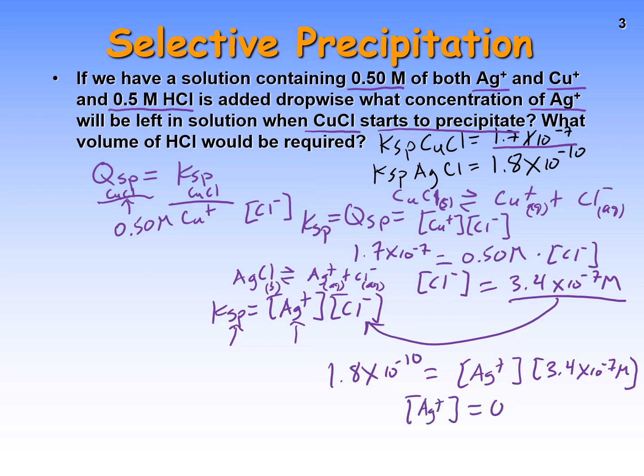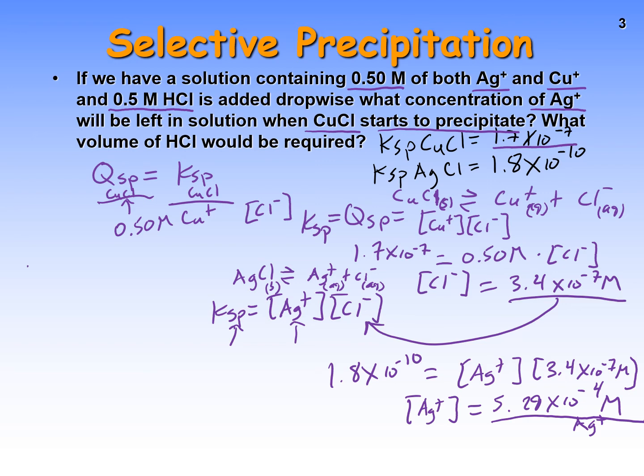And this gives me that I have now 5.29 times 10 to the negative 4 molar Ag+ present in solution. So we've really decreased that Ag+ concentration significantly. Now, we were also asked what volume of HCl would be required to get this to happen.